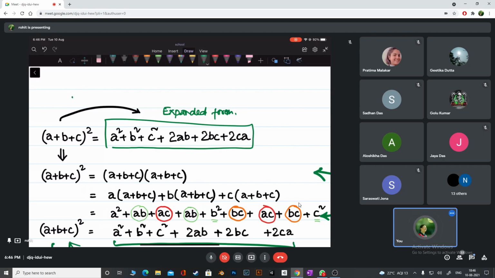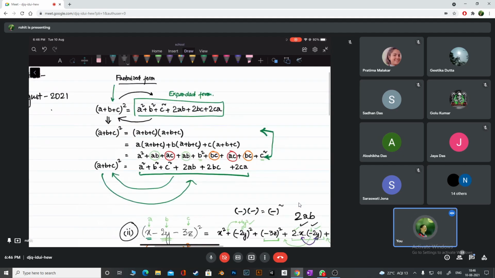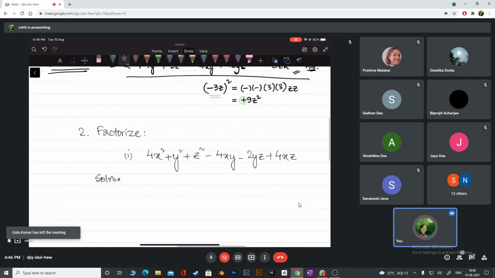Okay, and what is this called? This is called expanded form or factorized form? Factorized form. Now we'll just do the opposite. We went from left to right, now we'll go from right to left. Just the opposite. Is it clear? Okay, let's check whether we understand the steps or not.